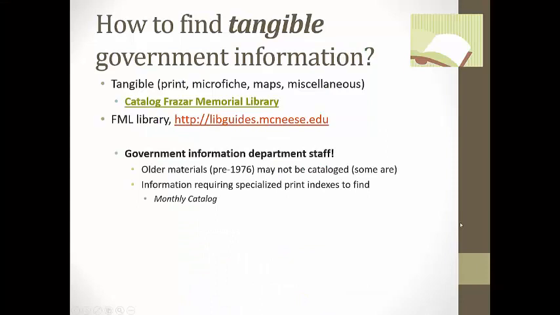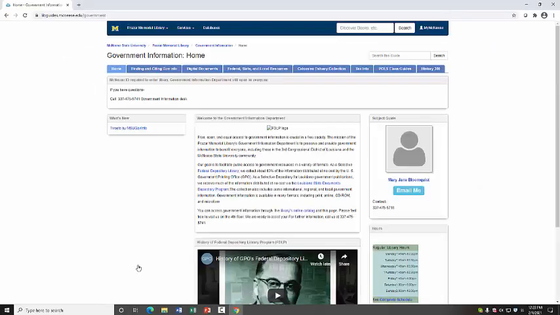Okay, the other place you can go is our LibGuides. Okay, and this is the government information LibGuides. And as you can see up here, we have tabs about finding and citing government information. We have digital documents, which we'll go ahead and click on.